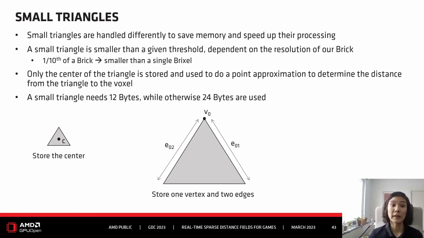For a small triangle, we only store the center of the triangle, and then this center is used to do a point approximation to determine the distance from the triangle to the voxel, wherever we need to do this triangle intersection test. This way we also only need 12 bytes for a small triangle, whereas otherwise we need 24 bytes because usually we store one vertex and two edges.